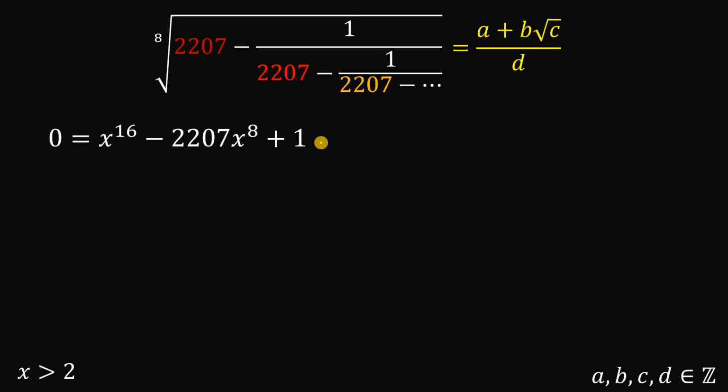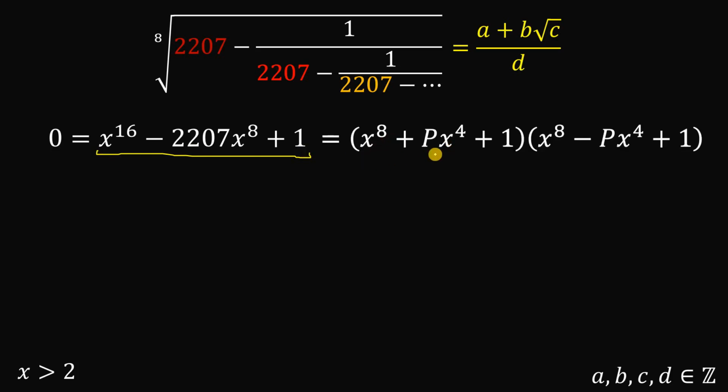Now let's focus on this result. What we're going to do here is try to factor this equation consisting of x raised to the power of 16. One way to factor this out is using this technique. Suppose this expression can be factored in this format: (x^8 + px^4 + 1) multiplied by (x^8 - px^4 + 1). Because using the construction of this expression, if we multiply x^8 by x^8, we have x^16, and 1 times 1 gives us 1.